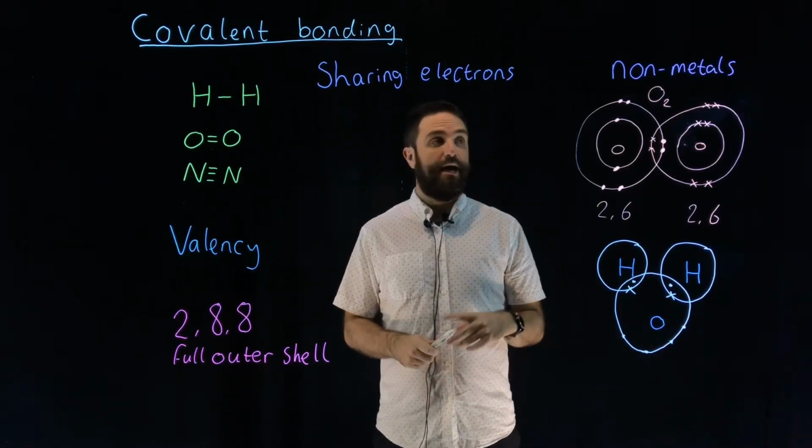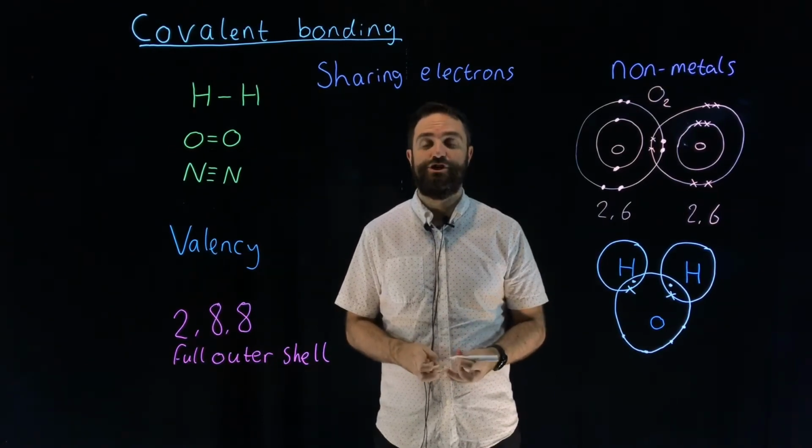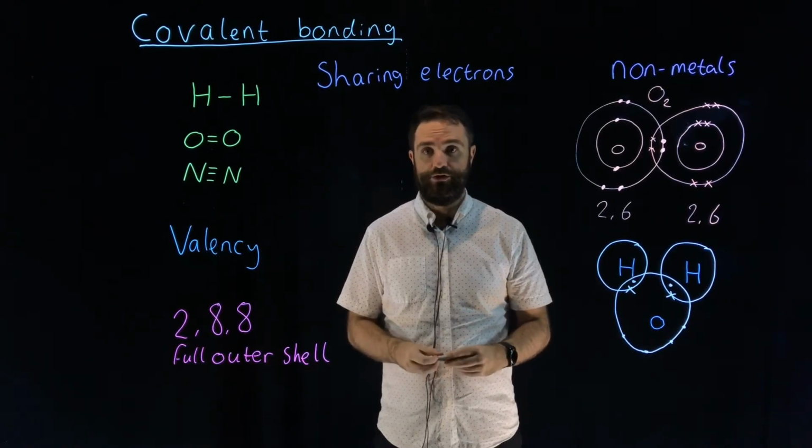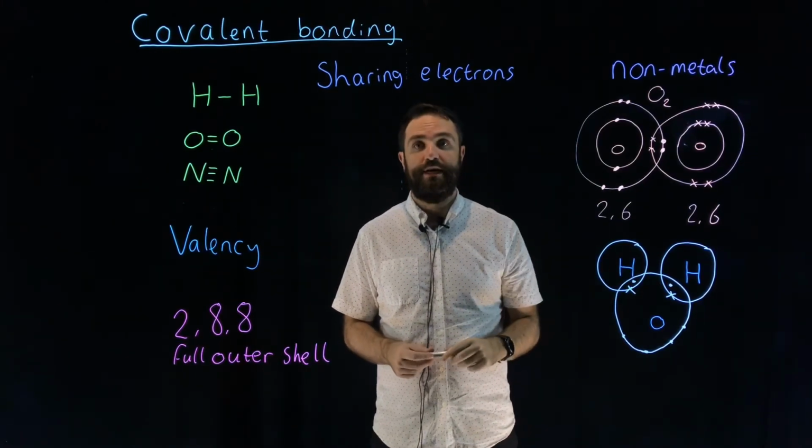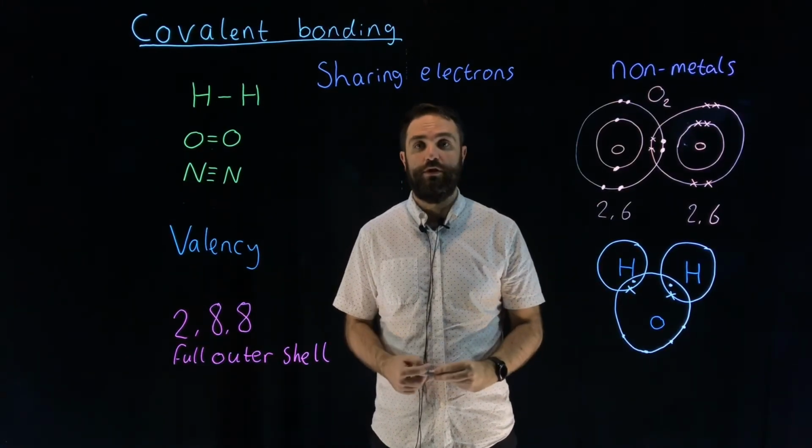So to recap, a covalent bond contains a shared pair of electrons. It happens between non-metals, and the finished product gives each atom a full outer shell.